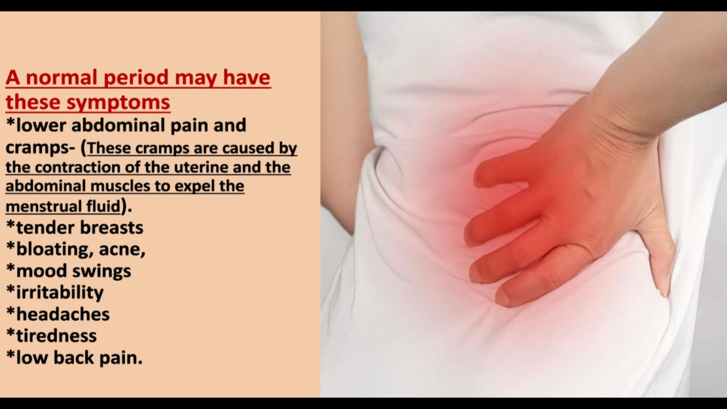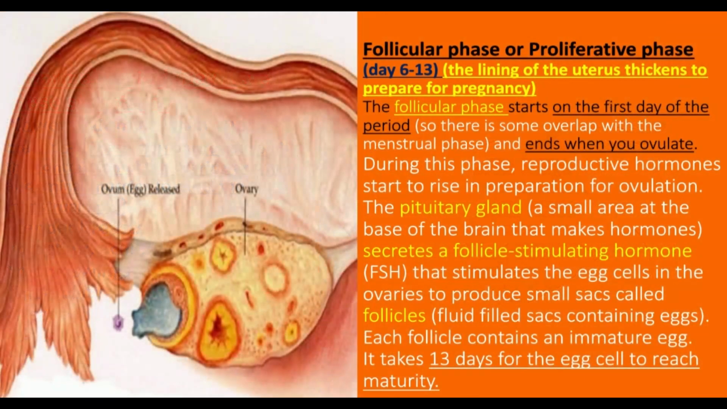Follicular or proliferative phase. The follicular phase starts on the first day of the period and ends when you ovulate. During this phase, reproductive hormones start to rise in preparation for ovulation. The pituitary gland secretes follicle stimulating hormone that stimulates the egg cells in the ovaries to produce small sacs called follicles. Each follicle contains an immature egg. It takes 13 days for the egg cell to mature, and only the healthiest eggs will eventually mature.